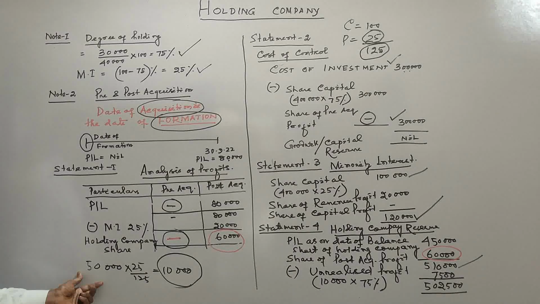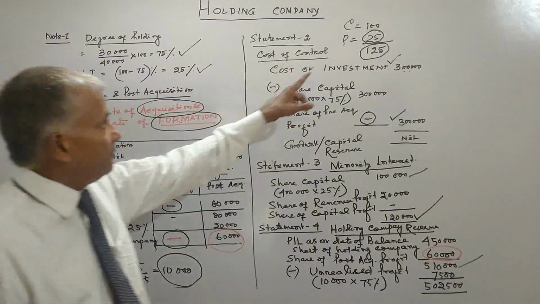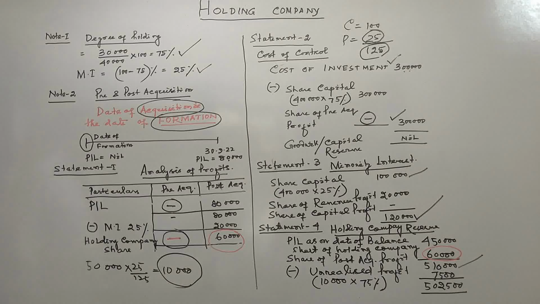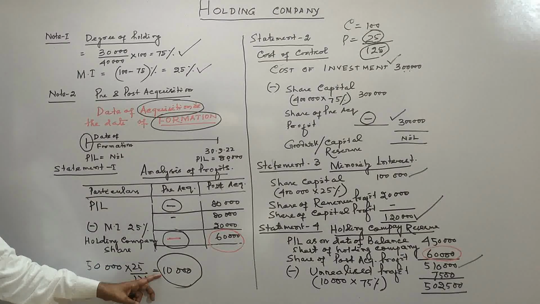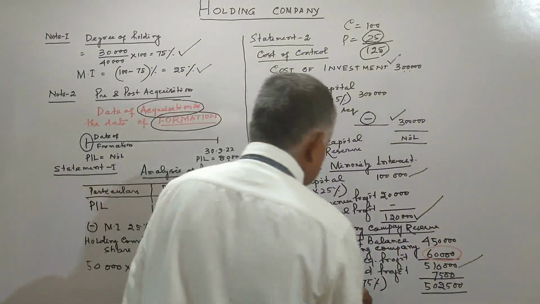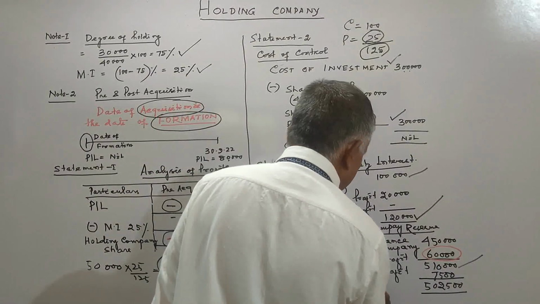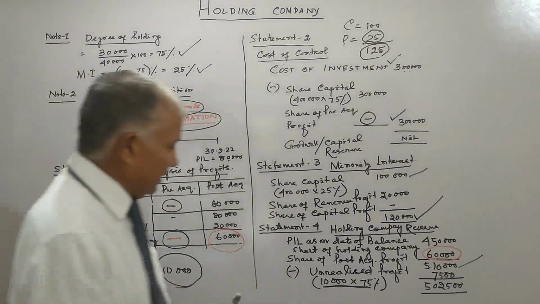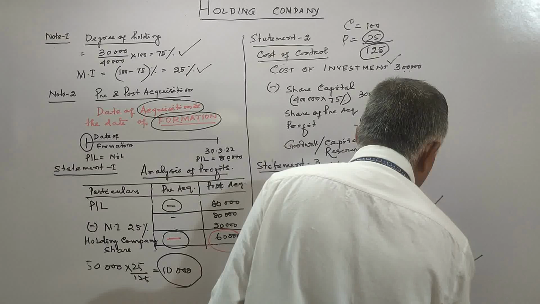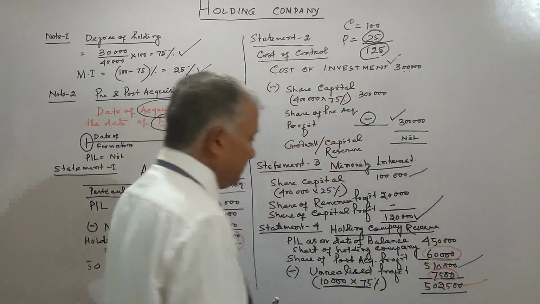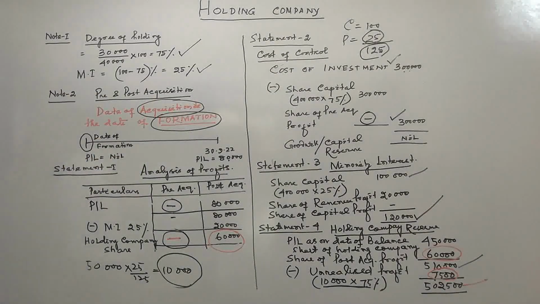50,000 is the unsold stock, and the rate of profit is 25 divided by 125. So 10,000 is your unrealized profit. The holding company share is 75%, which comes to 7,500. That will be deducted here. So your holding company PL will be 5,02,500.